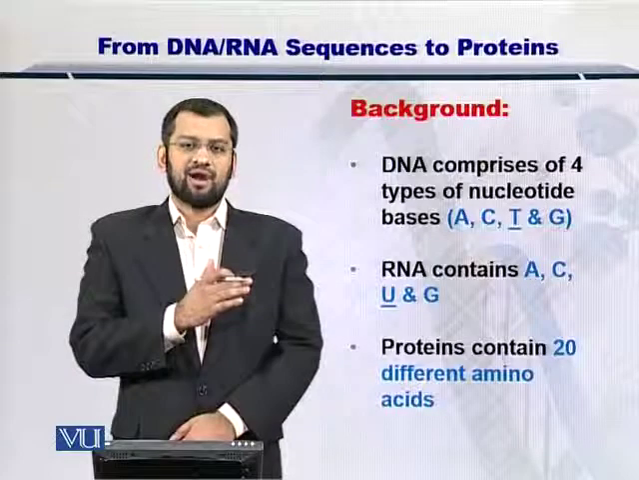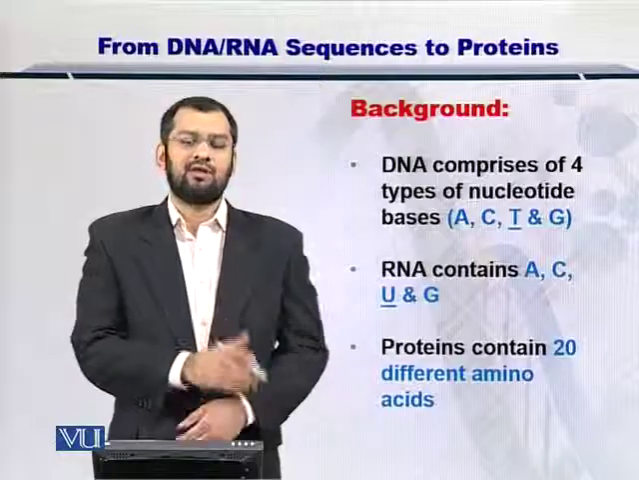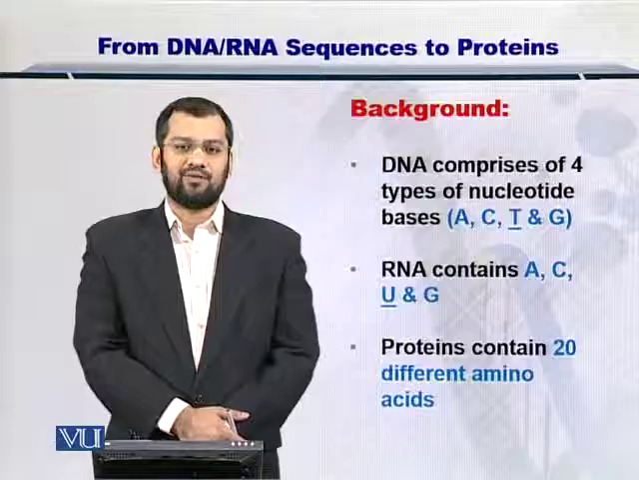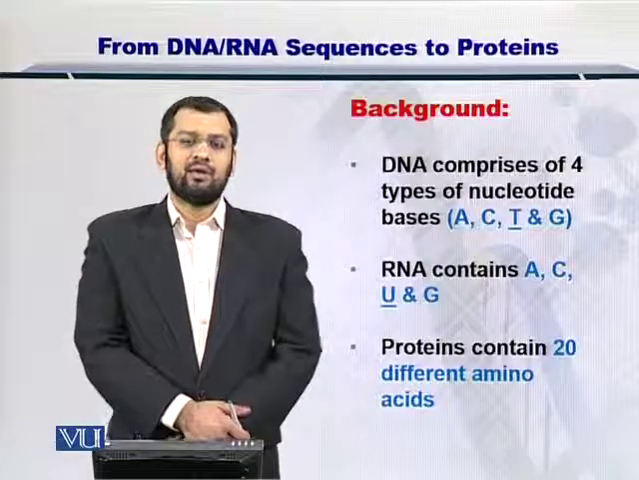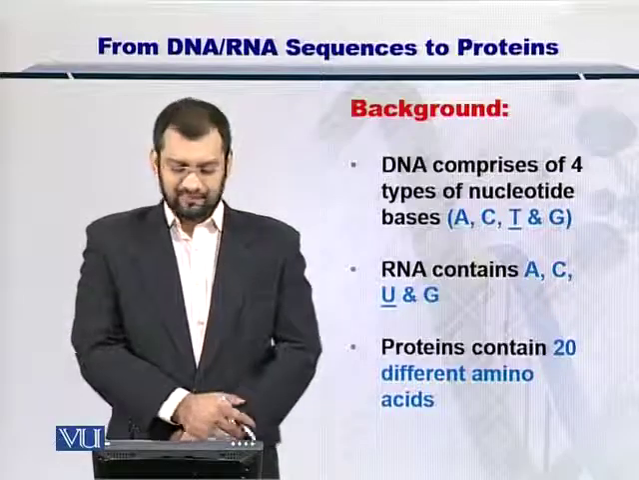However, once the RNA translates into proteins, or the information goes into the protein level, there are 20 different types of amino acids. So any protein may contain from these 20 different types of amino acids.